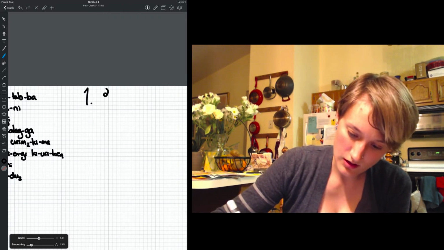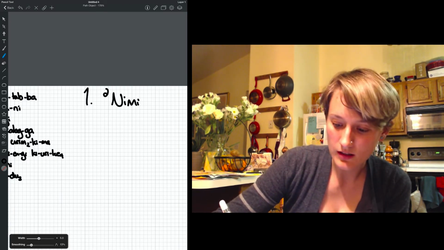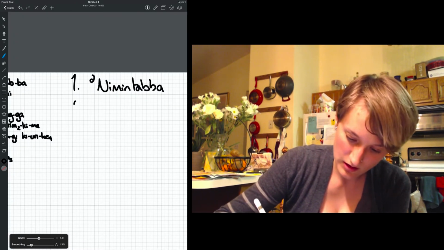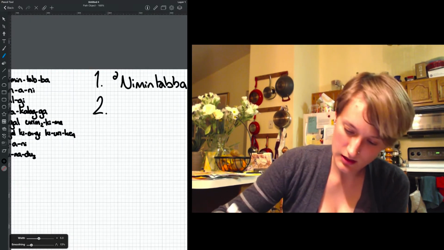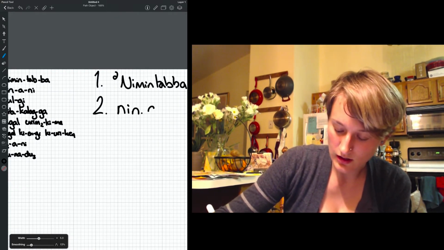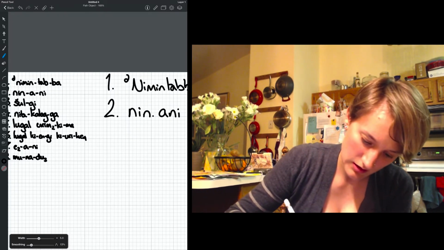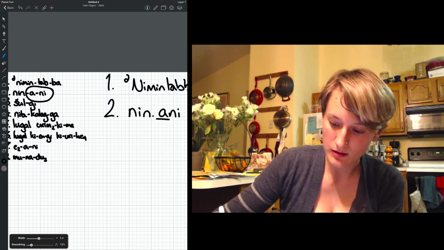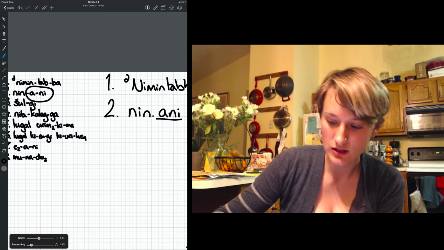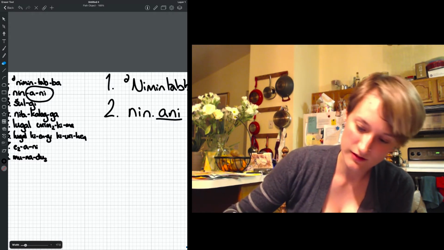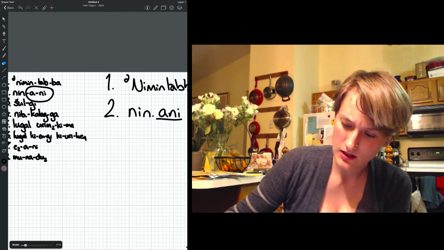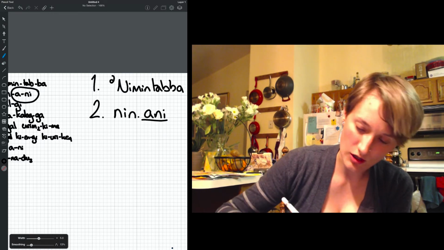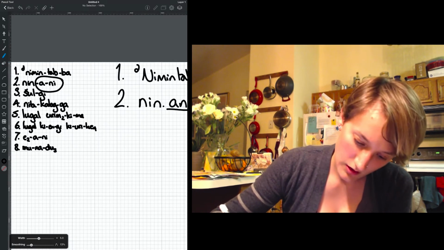So, 1. Nimin Taba, that's the god name. 2. Nin Ani. So you see here, Ani is 2 signs. It's run together here because while it's 2 signs, it's actually 1 grammatical feature. This is a possessive suffix, the 3rd person possessive suffix. This means his lady. So it's not written as 2 anymore.